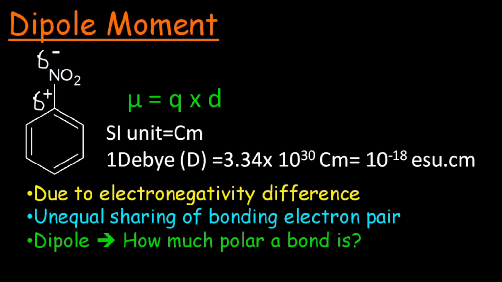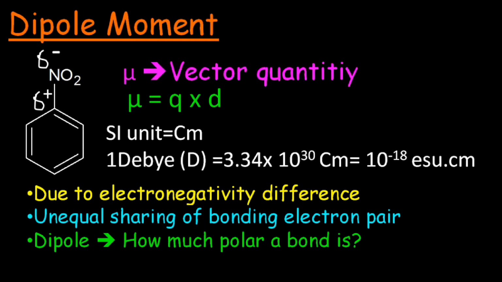The dipole moment is a vector quantity which has direction from the partial positive end to the partial negative end. And this arrow is used to represent the direction of dipole moment from the partial positive center to the partial negative center. Now let's discuss some examples and compare the dipole moment of certain molecules.